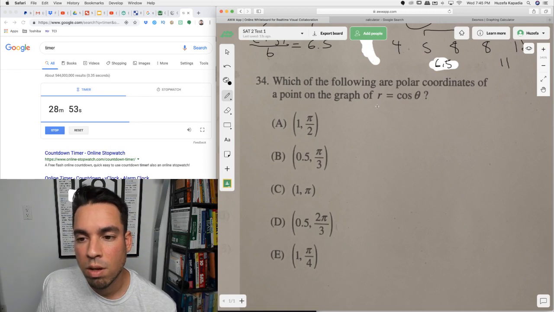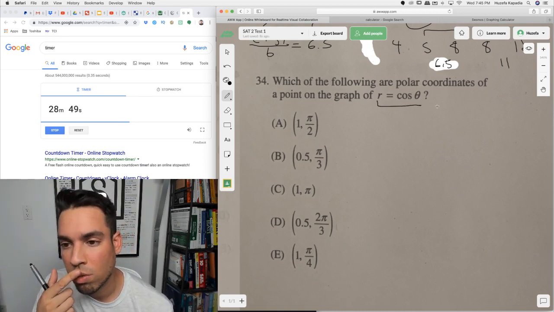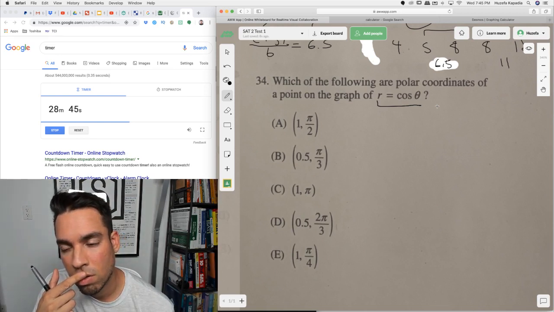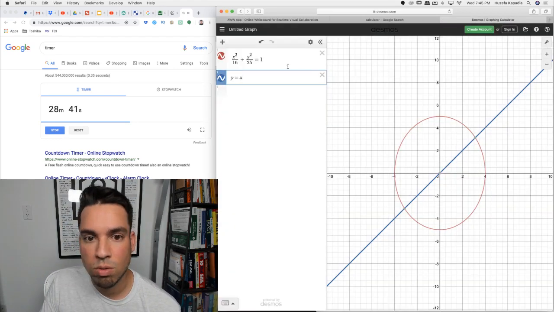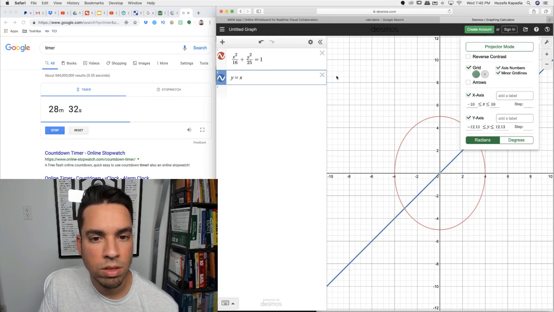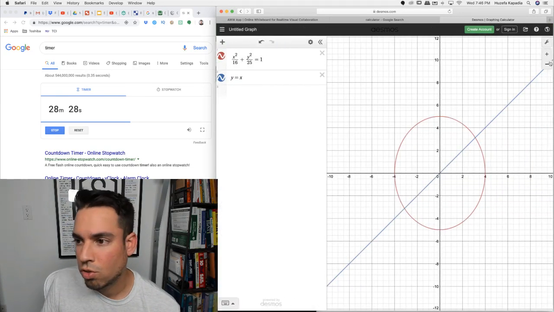Okay, which of the following are polar coordinates of a point on the graph of r equals cosine theta? Darn it, I don't remember polar coordinates. Oh, wait, I can use Desmos. Polar. How do I switch to polar? I know I can switch to polar coordinates somehow.